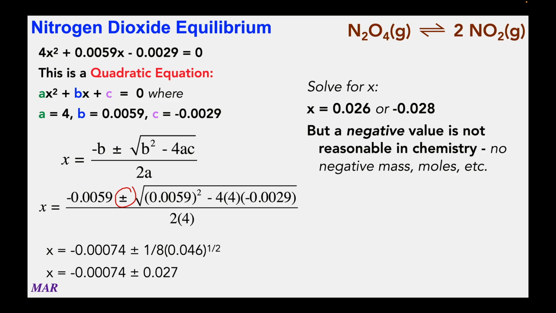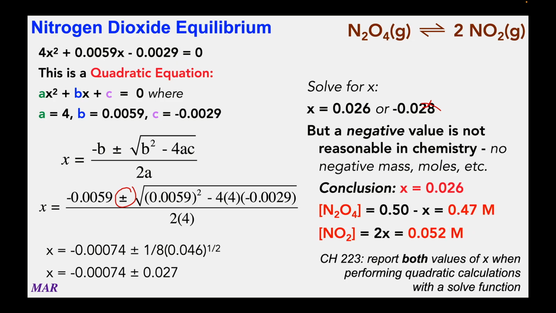So for this problem, you don't want anything to do with the negative root. Just ignore it. x is only going to equal positive 0.026 because that's where matter is, always positive numbers. So the N2O4 will be 0.5 minus x. That comes out to be 0.47 moles per liter. And the NO2 will equal 2 times the x, 2 times 0.026, and that'll give you 0.052. So you're good to go.